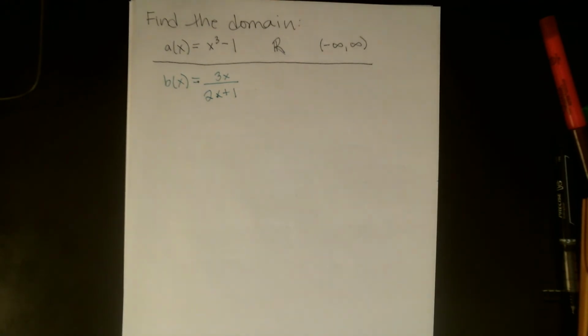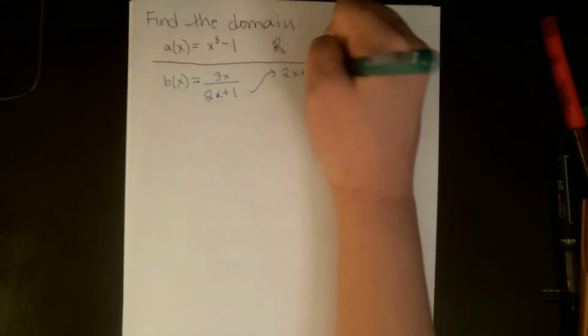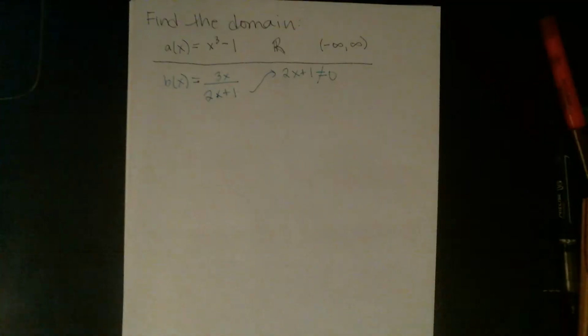Division can be a little tricky. You don't want to divide by 0. So there is a single problem to worry about here. I do not want to divide by 0. Which means I want to make sure that the bottom of this thing, the 2x plus 1, is not equal to 0. You can set this up and actually solve it.